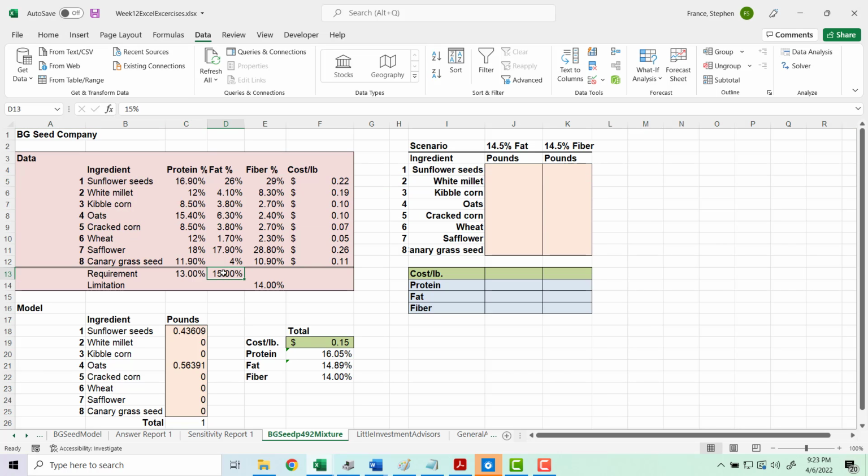So what we're going to do is relax this constraint a little bit. We're going to make it 14.5.